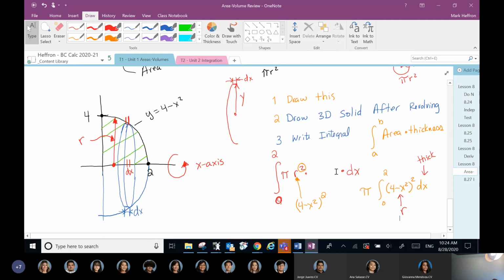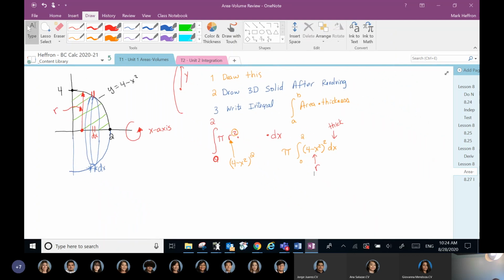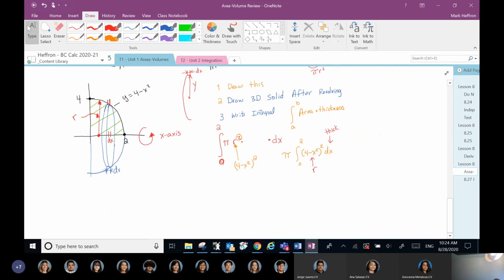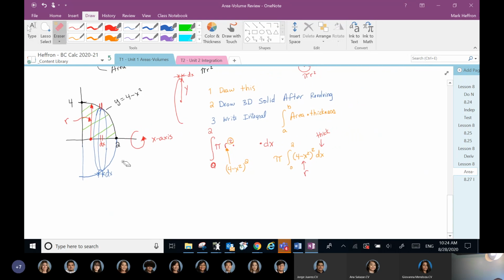So the one thing that I want to think about, what would have happened if everything stayed the same, but I didn't revolve around the x-axis, I revolved around a line slightly below. We'll call this y equals -2. In our last minute, who can kind of articulate how things would be different? Go ahead, Anna.